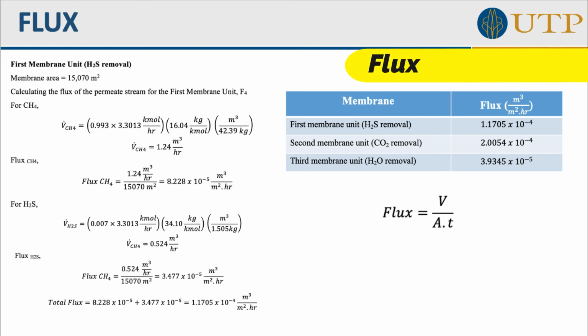The flux of each membrane is calculated based on the formula of volumetric flow rate divided by membrane area. In the video I am displaying the calculation for the first membrane unit, which is for H2S removal. The membrane area was set to 15,070 meters squared as per reference, and the total flux calculated for the first membrane unit is 1.17 times 10 to the power of -4 meter cubed per meter squared hour. It is followed by the second and third membrane flux values calculated and shown in the table here.